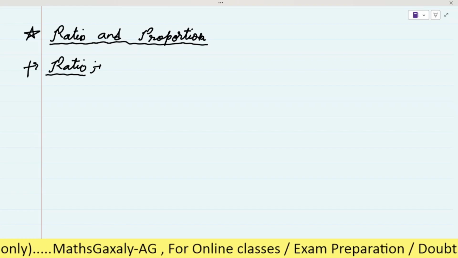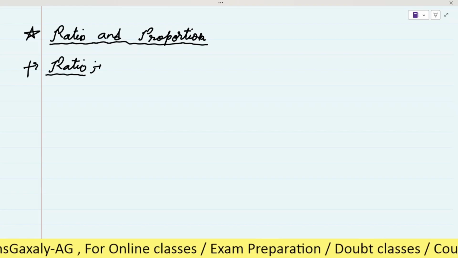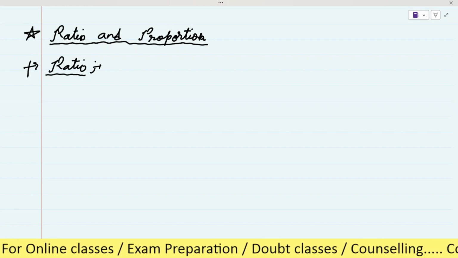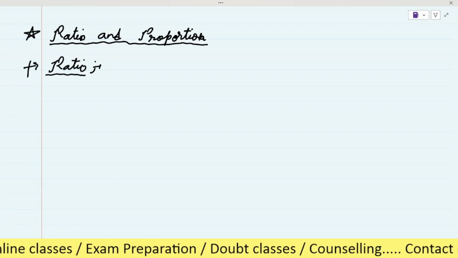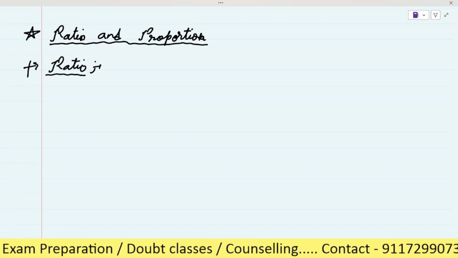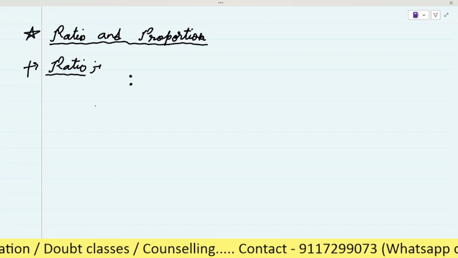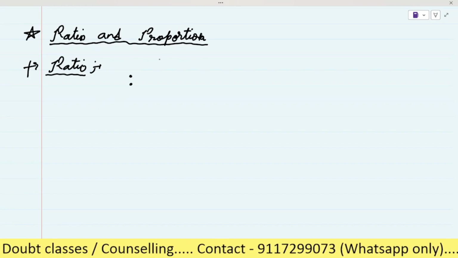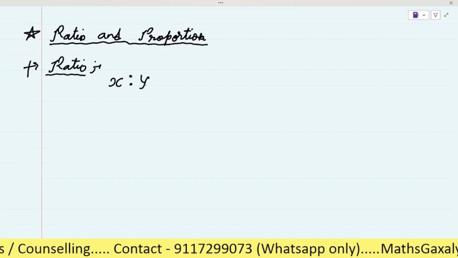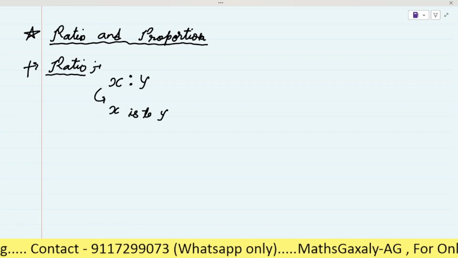Okay, I will provide the points. So generally we can say that the ratio is the comparison of two or more quantities of the same kind. Okay, this is the first point. The second point is the ratio is unitless. It is generally denoted by this sign, colon. Suppose there are two quantities x and y, so here it will be written as x is to y, and it is read as x is to y. Is it clear?